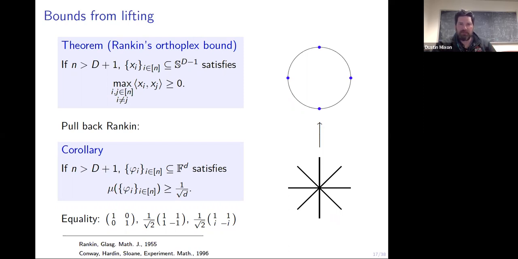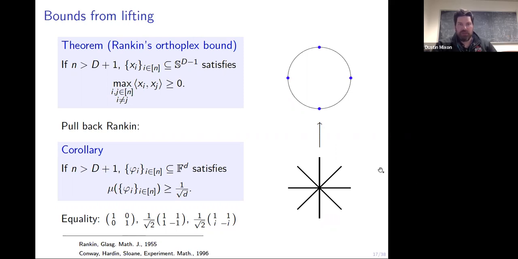If you pull back Rankin's orthoplex bound, you get this lower bound on coherence. The coherence has to be at least 1 over root d, provided you have enough vectors. You can achieve equality in this using a construction known as mutually unbiased bases. These are collections of vectors that are particularly relevant in the context of quantum information theory.